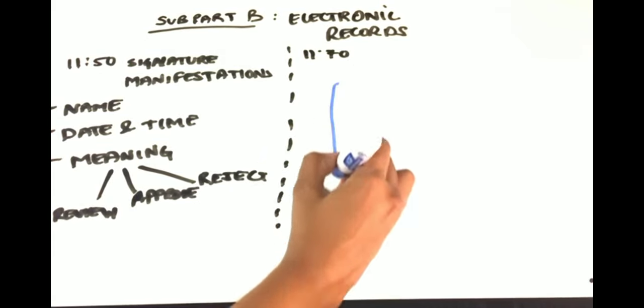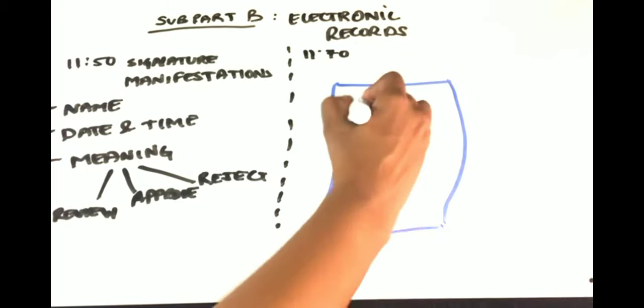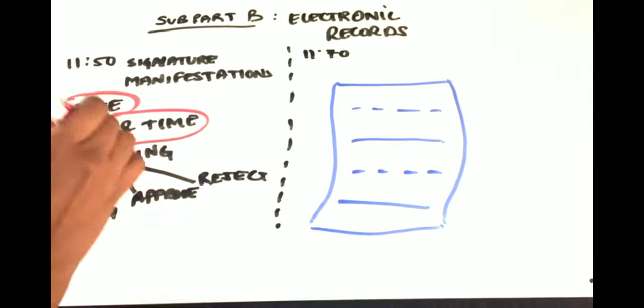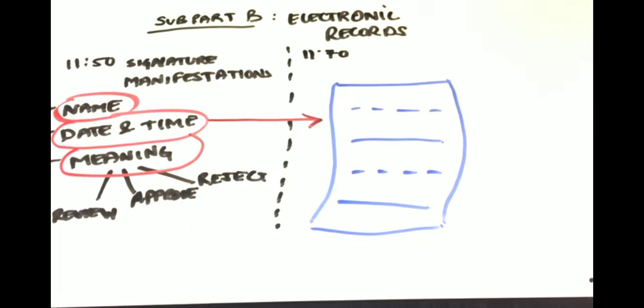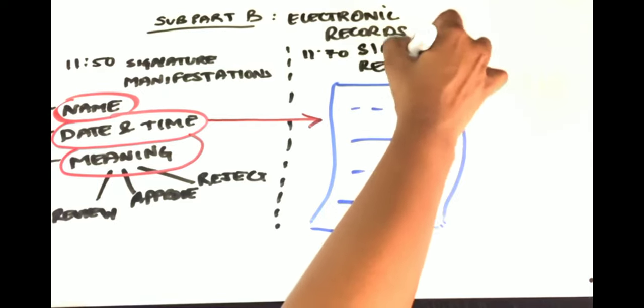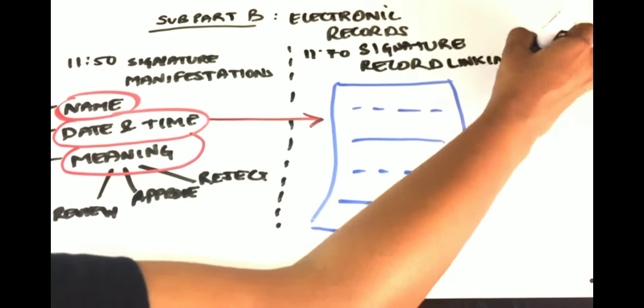Subpart B 11.70 discusses the linking of these electronic signatures to the electronic records such that the signatures aren't copied or falsified in any manner. This means no cheating, no forging, no falsification.